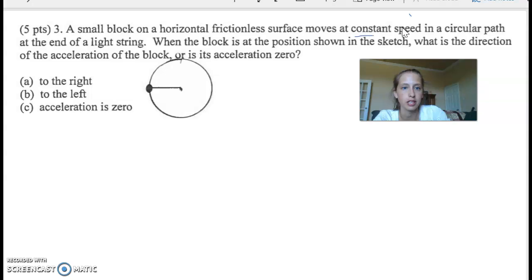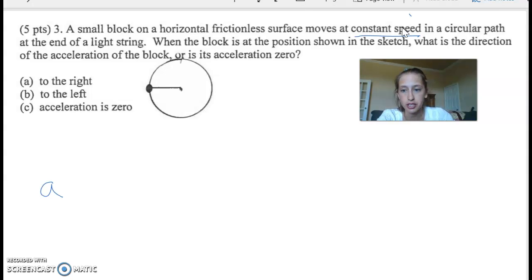Okay, there it is. Constant speed. So you might think, well, if the speed is constant, acceleration is 0. Boom. Trick question, it's C. That's not right. Okay. It's moving at a constant speed in a circular path.